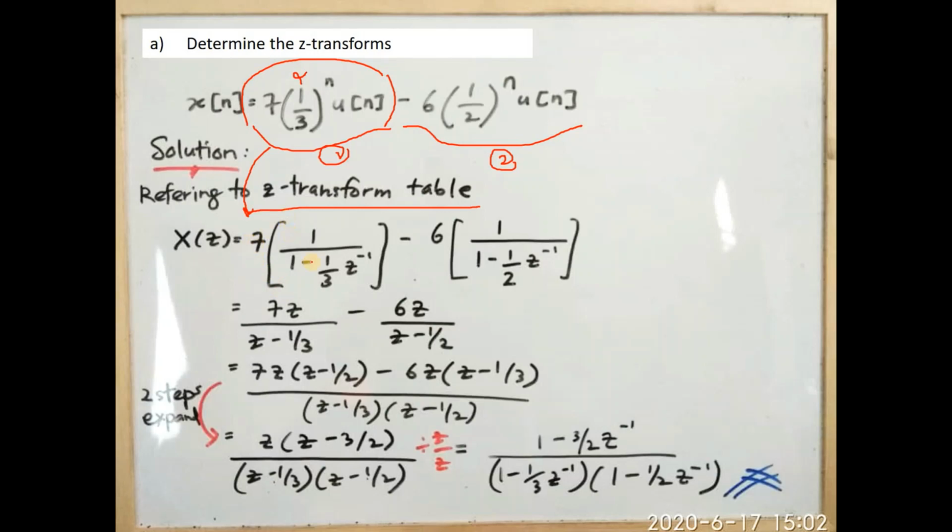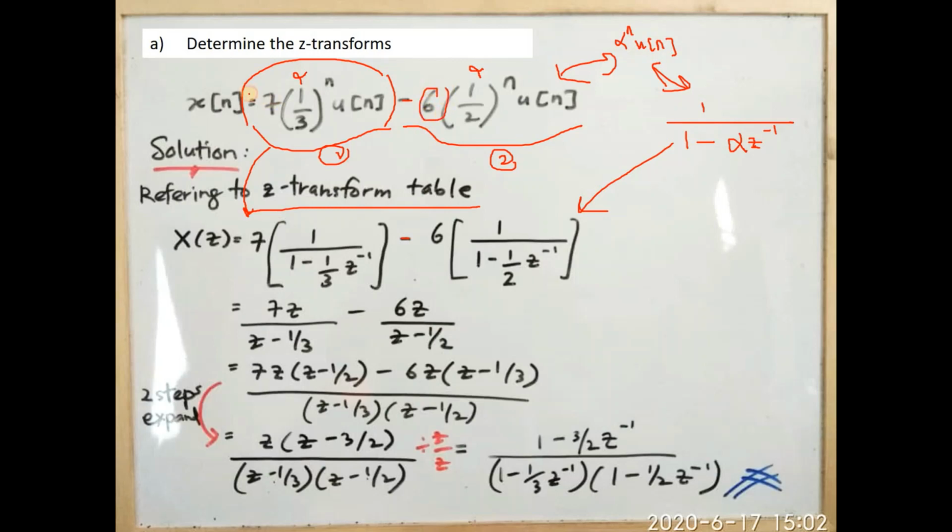So you have 7 times 1 over 1 minus (1 over 3) Z to the power of minus 1. Then you do the second one. Here alpha is 1 over 2, so 6 times 1 over 1 minus (1 over 2) Z to the power of minus 1. If you match it, you get alpha to the power of n, u[n], where the Z transform is given by 1 over 1 minus alpha Z to the power of minus 1. This is where you write this equation.